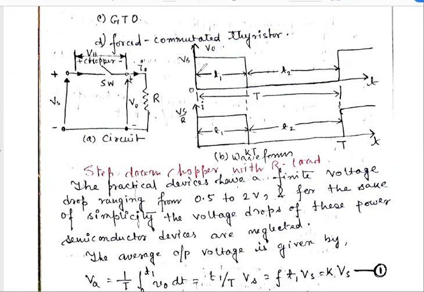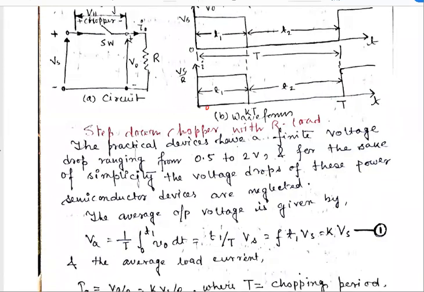This is the waveform of the output voltage, and this is the waveform of the output current. This is not I, this is I naught. It is nothing but Vs by R, meaning the shape of the waveform is the same, but the magnitude is less by a factor of 1 by R.